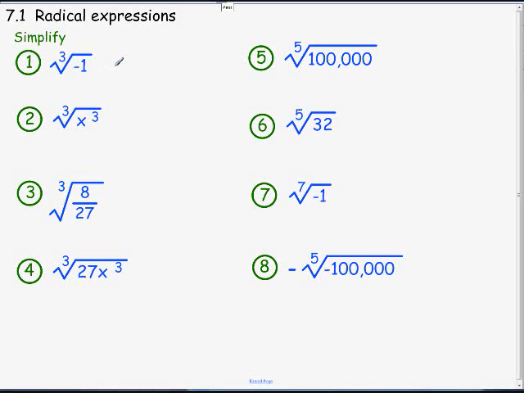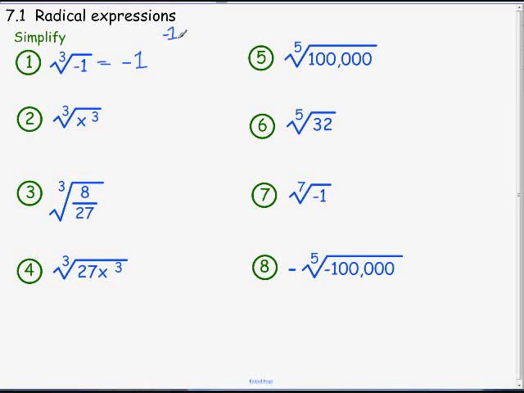Let's simplify this expression. Oh, 1 is such a beautiful, beautiful root to do, isn't it? It's going to be a negative 1. Now, if you need to prove that to yourself, we could go the other way. Say, okay, if negative 1 is the cube root of negative 1, then if I cube this, I should get negative 1. And let's see what happens.